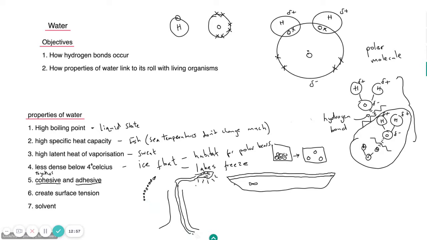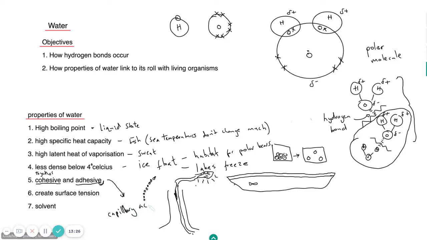And also, what's going to help the water to move up, because water's adhesive, is that as it's moving up the xylem, the water is going to stick to the surfaces of the xylem. And this ability for water to be cohesive and adhesive gives it a really interesting property where it displays capillary action.